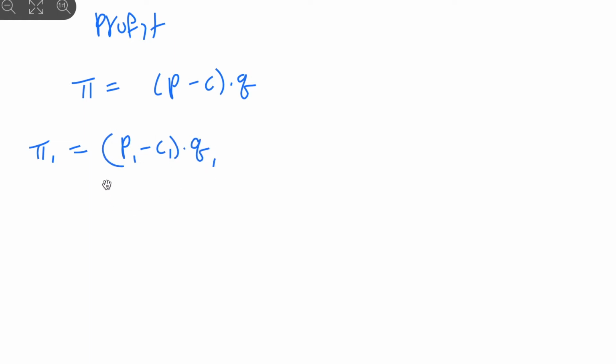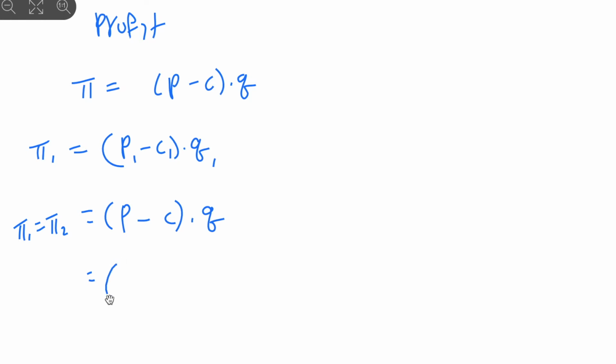So profit, once again, how can we calculate the profit? Profit equals (P minus C) times Q. For a specific firm, we have pi 1 equals (P1 minus C1) times Q1, right? But in this case, we have the same price P, same marginal cost C, and same quantity Q. So we can just use the same structure. For pi 1 and pi 2, we have the same value: (P minus C) times Q.